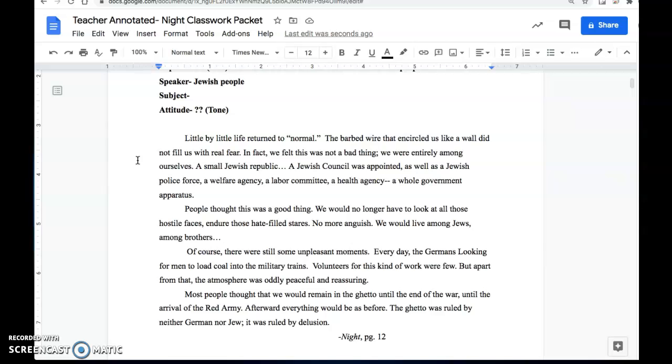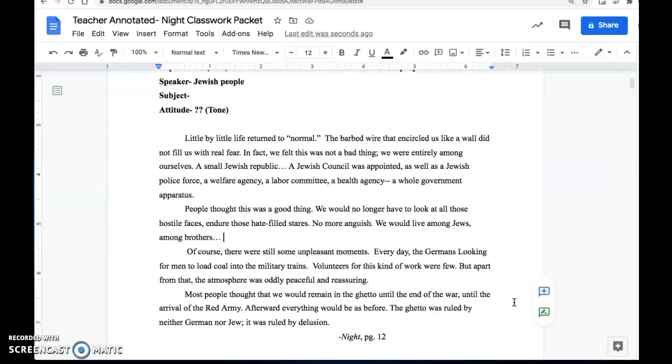People thought this was a good thing. We would no longer have to look at all those hostile faces, endure those hate-filled stares. No more anguish. We would live among Jews and among brothers. Of course, there were still some unpleasant moments. Every day, the Germans came looking for men to load coal into the military trains.